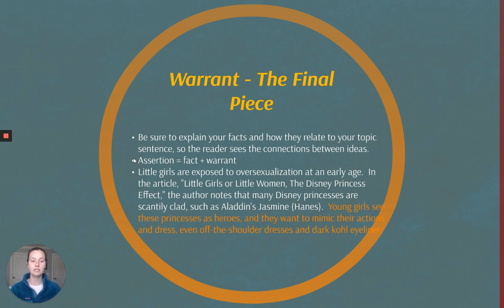So to make a good assertion, right, to make a good claim, you need to have a fact plus some kind of explanation as to how this proves your point. What you don't want to do is just give me a topic sentence, this is what I'm proving, and then just vomit a bunch of facts onto the page and assume that the reader understands the connection between them. Okay, so let me show you in my example.